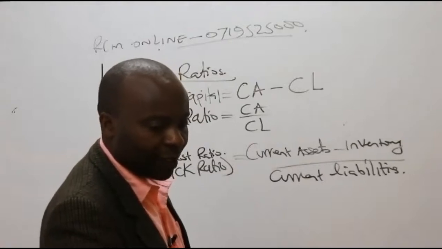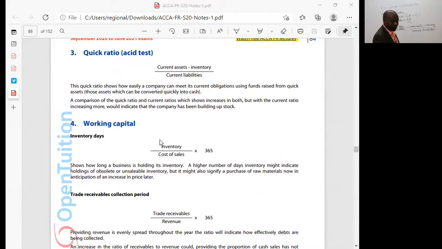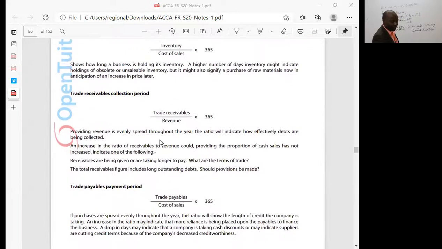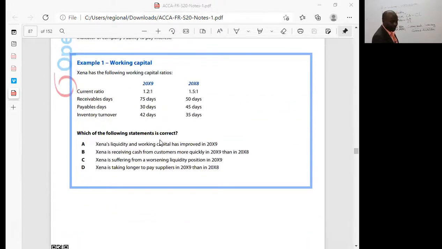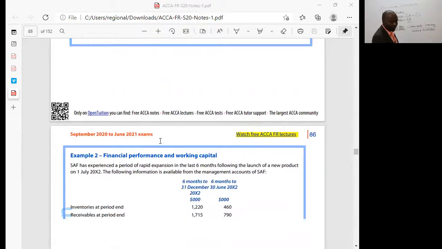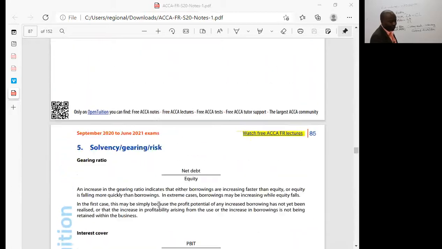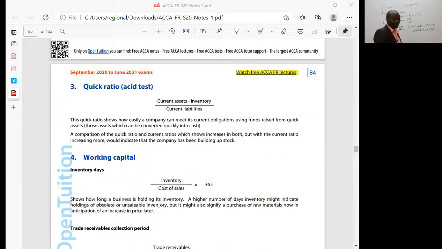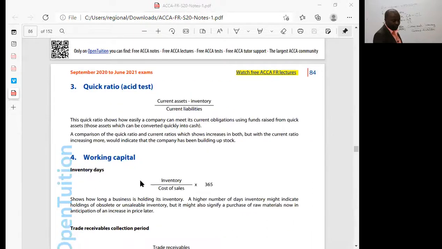So ladies and gentlemen, if we are given this kind of a question, before we go to it, let us just exhaust these formulas. We exhaust these formulas to make everything easy.